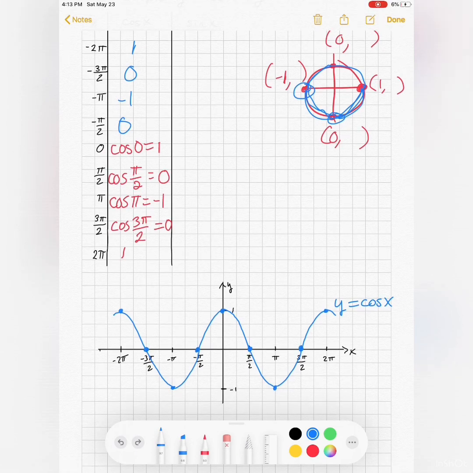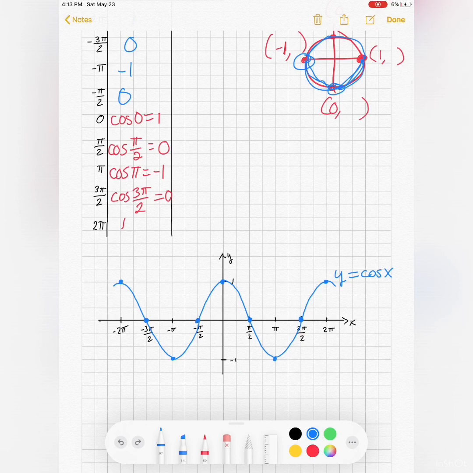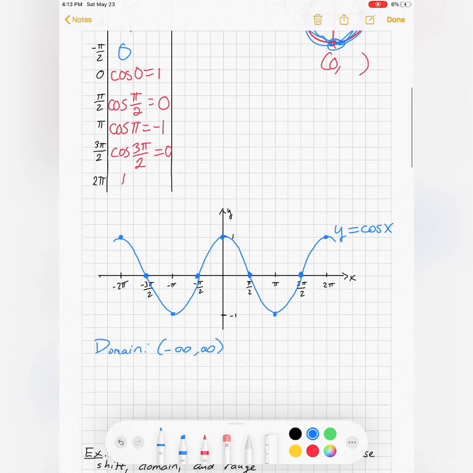Anyway, let's see. So what can I come up with for cosine? Well, the domain, the set of inputs, that's all real numbers, right? I can extend this all the way across. The range, let's see, the lowest value of y is -1, the highest is 1. So the range would be -1 to 1, including the ends.